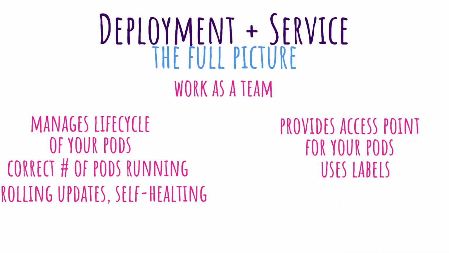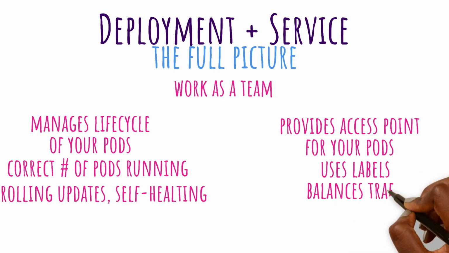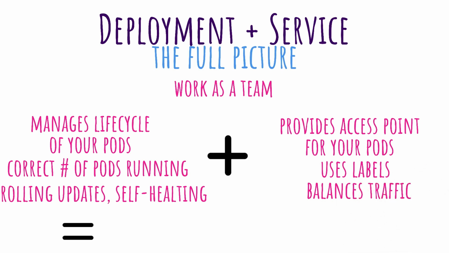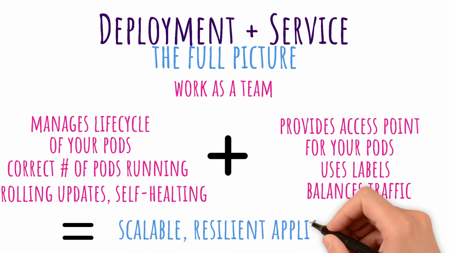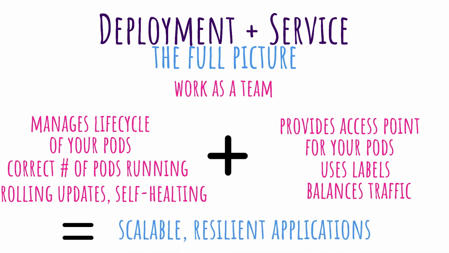It uses labels to discover its pods and acts as a load balancer for traffic. Together, they form the fundamental pattern for building scalable, resilient applications on Kubernetes. Your users don't care that pods are ephemeral. They just care that the service's IP address or DNS name is always available.